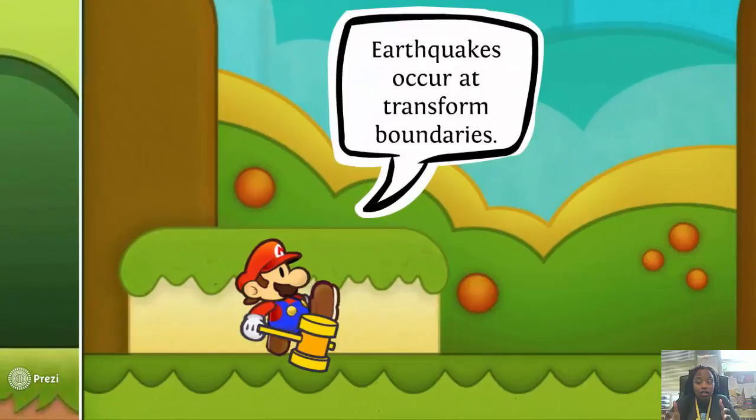And an earthquake is caused by transform boundaries. All right? And when we see that crack in the earth, it's called a fault. It's called a what? Fault. Good job. All right, so let's review really quick.